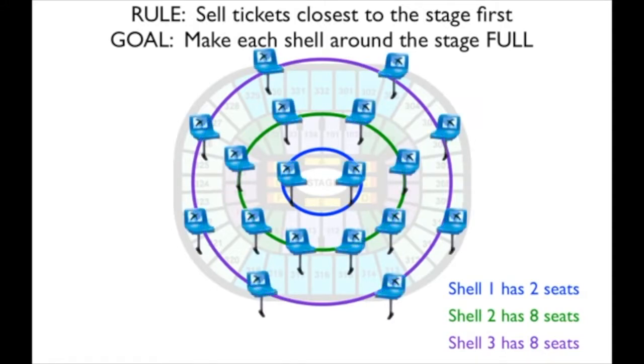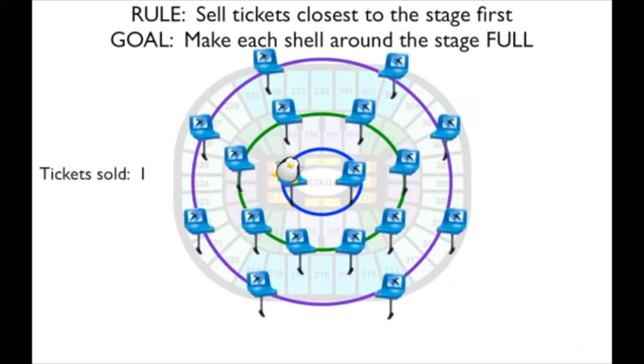So here are our seats. We're going to look at different scenarios and see what it looks like. So here's the first scenario. We sell 1 ticket. So we're going to satisfy the rule. The tickets that we sell are going to be closest to the stage. The goal is not met, though, so that's not so happy. We have one empty seat in the first ring, and this is actually hydrogen.